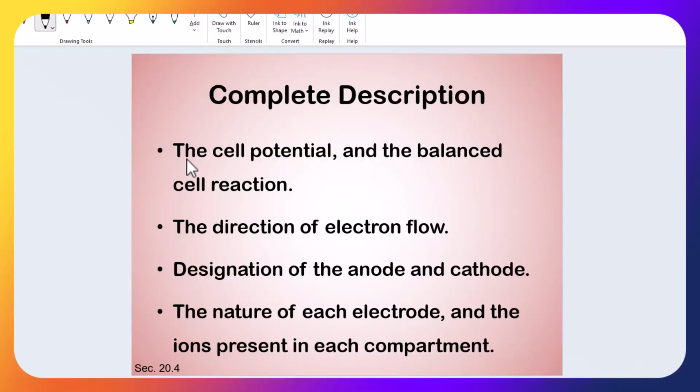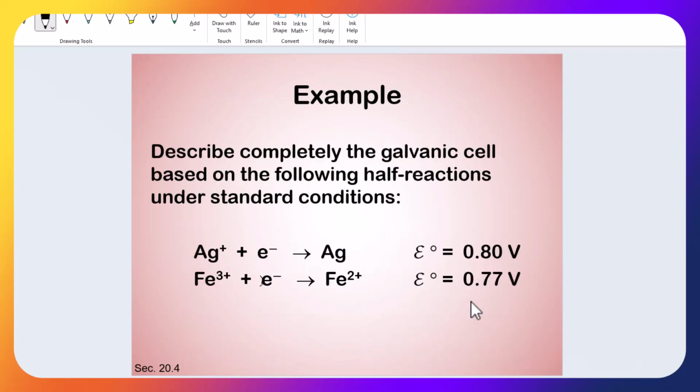Complete description: the cell potential, the balanced cell reaction, the direction of the electron flow from anode to cathode, designation of the anode and cathode, nature of each electrode, and the ions present in each compartment. So here we have a reaction. Describe completely the galvanic cell based on the following half reactions under standard conditions.